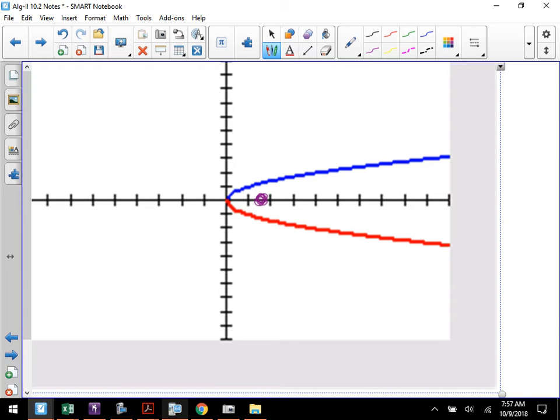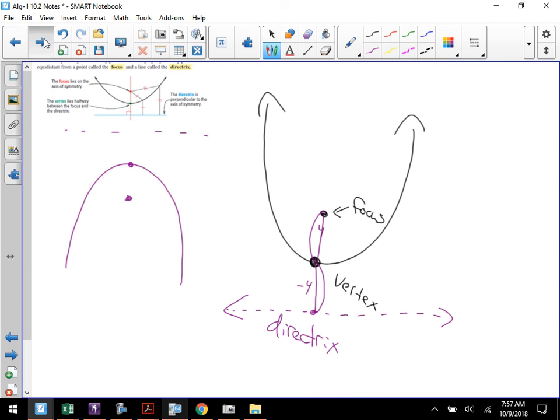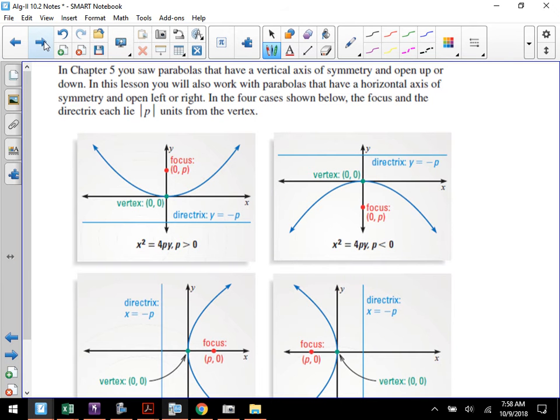Now, earlier when we drew the directrix, it was a horizontal line. This was going up or going down. What direction do you think it's going to be now? The directrix is always going to be the one line that doesn't touch the parabola. So a left-right parabola has a vertical directrix. An up and down parabola has a horizontal directrix.